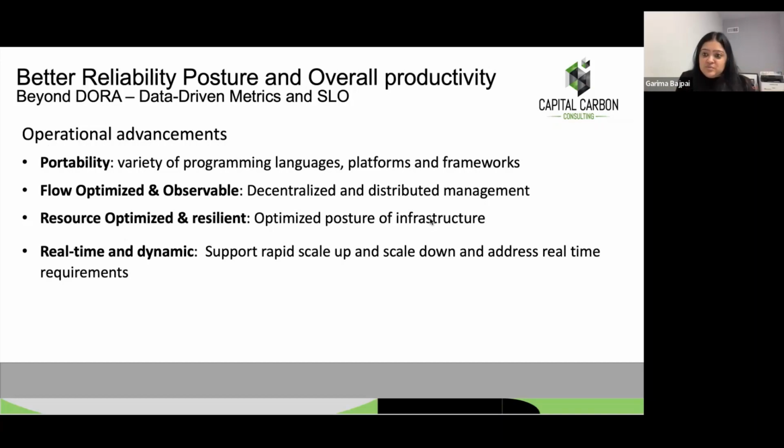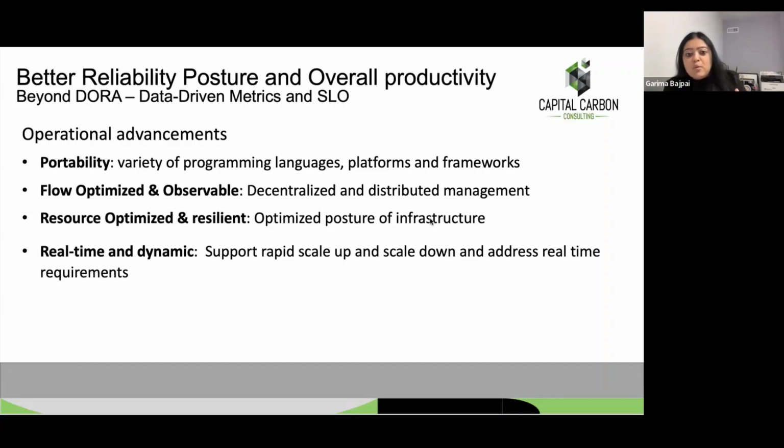There are operational advancements as well, which we should see for measuring, portability being one of them. There are a variety of languages, platforms, and frameworks being used today. How do we make portability one of the measuring criteria for our software delivery components to reduce the cognitive workload for not only developers, but also for SRE practitioners? Flow optimized and observable deliveries. Whenever we decentralize our delivery, going from monolithic to microservices, we have a distribution management system, and we need to have a flow optimized and observable system. So have you introduced that component in your software delivery? That can also be one of the measurable aspects of the common core.